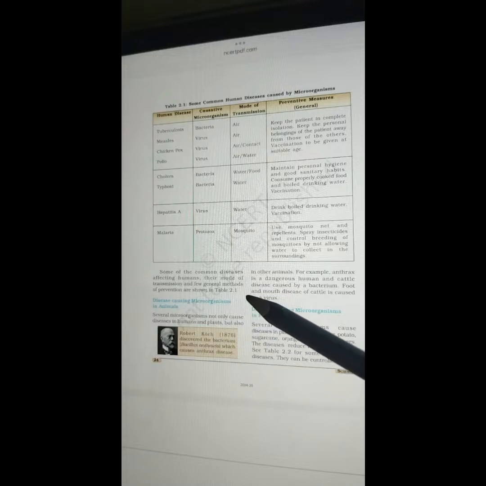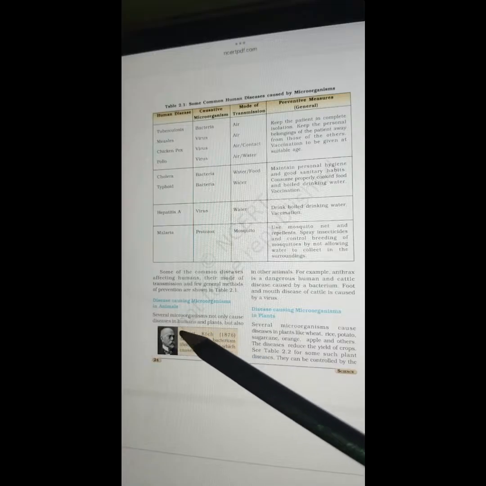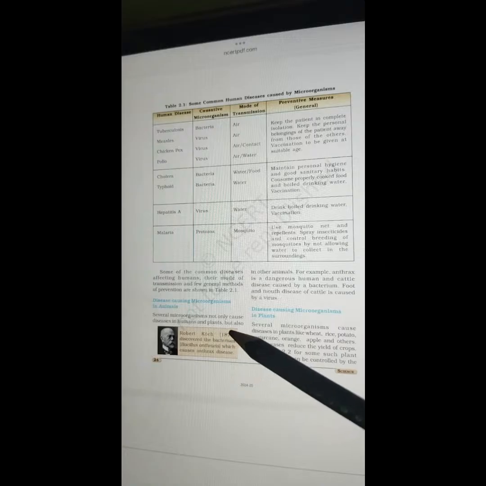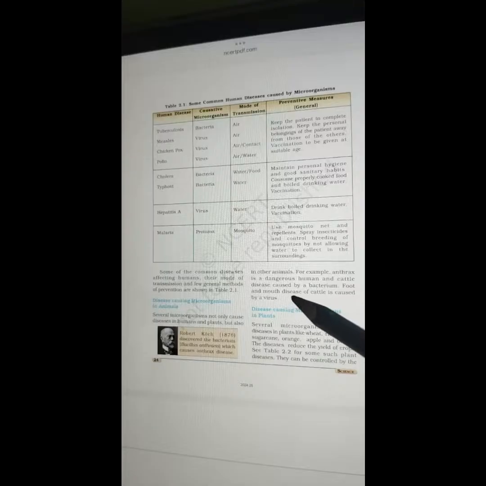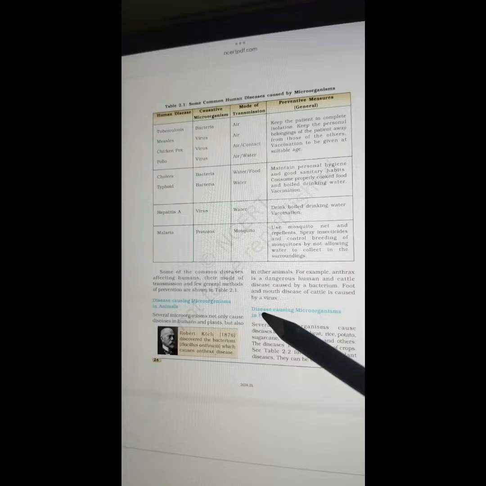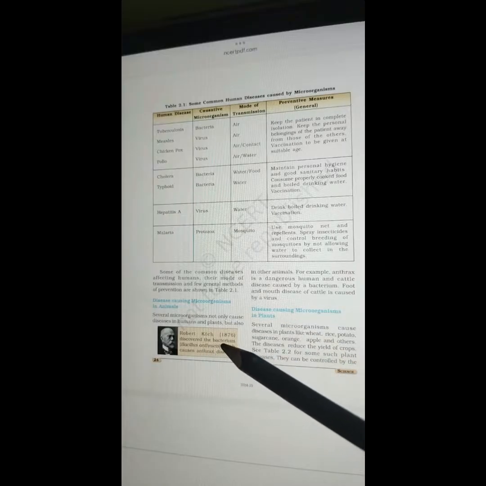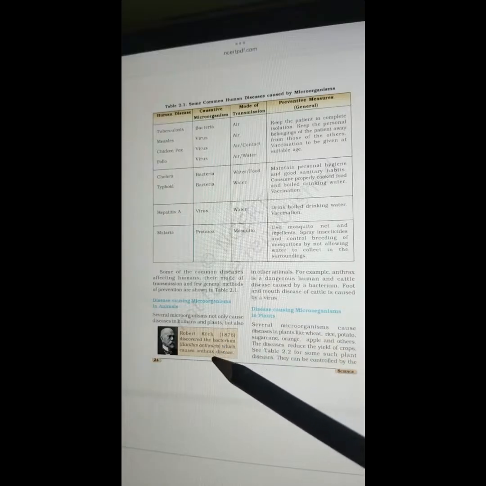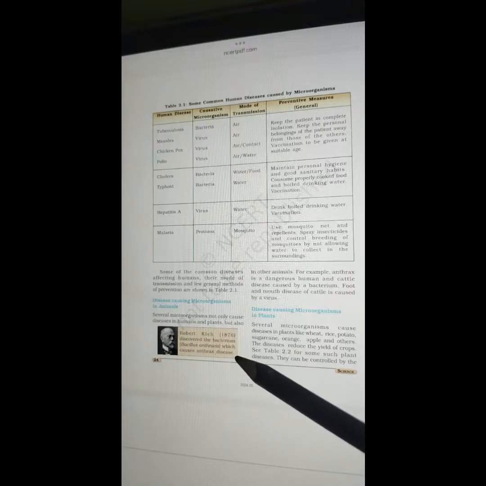Disease causing microorganisms in animals. Several microorganisms cause diseases not only in humans and plants, but also in other animals. For example, anthrax is a dangerous human and cattle disease caused by a bacterium. Foot and mouth disease of cattle is caused by a virus. Robert Koch in 1876 discovered the bacterium Bacillus anthracis, which causes anthrax disease.